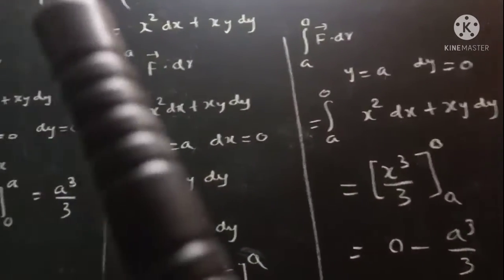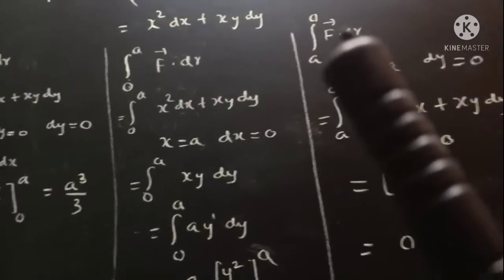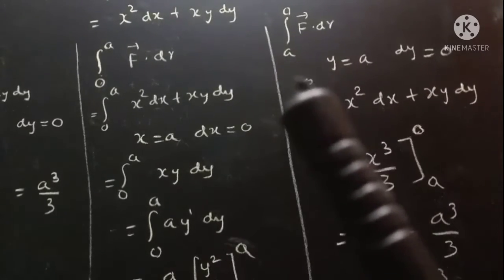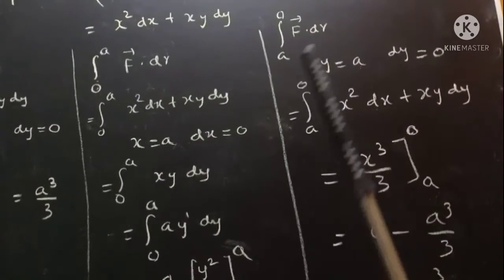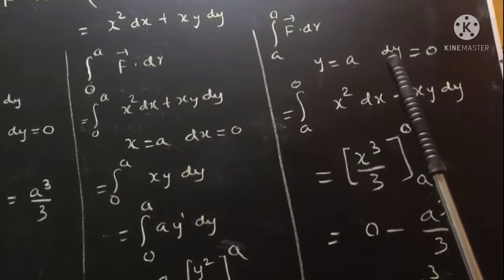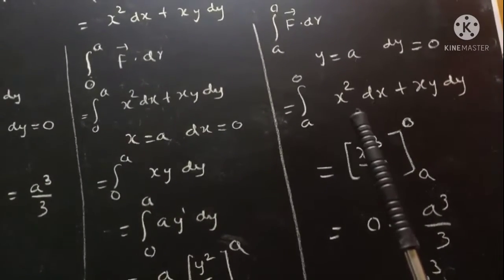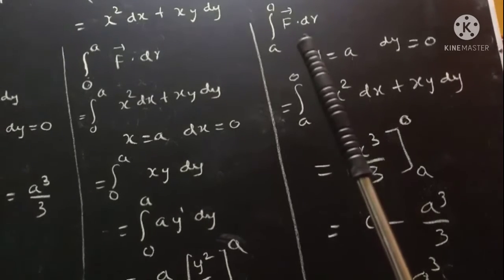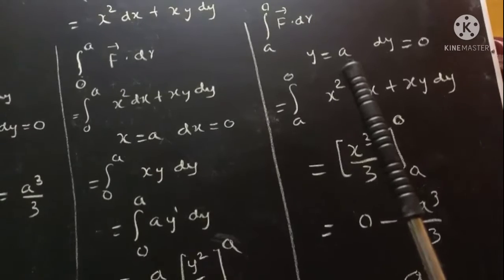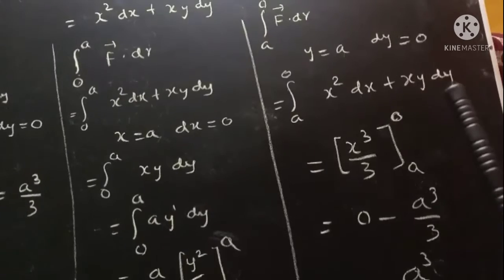Next, we have done OA and AB. Next BC: the integral of F dot dr, limit a to 0. Here y is equal to a. Differentiating a constant gives 0, so dy is equal to 0. F dot dr is equal to x square dx plus xy dy. Now we substitute y is equal to a, dy is equal to 0. The second term is 0.